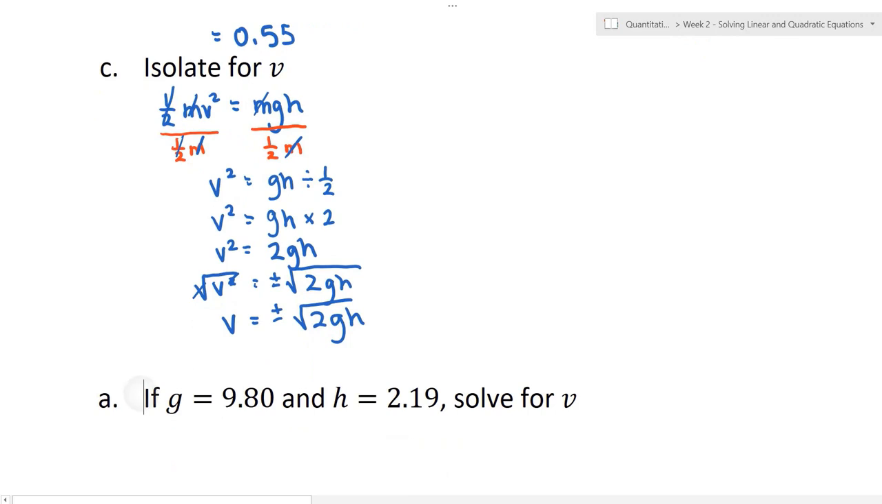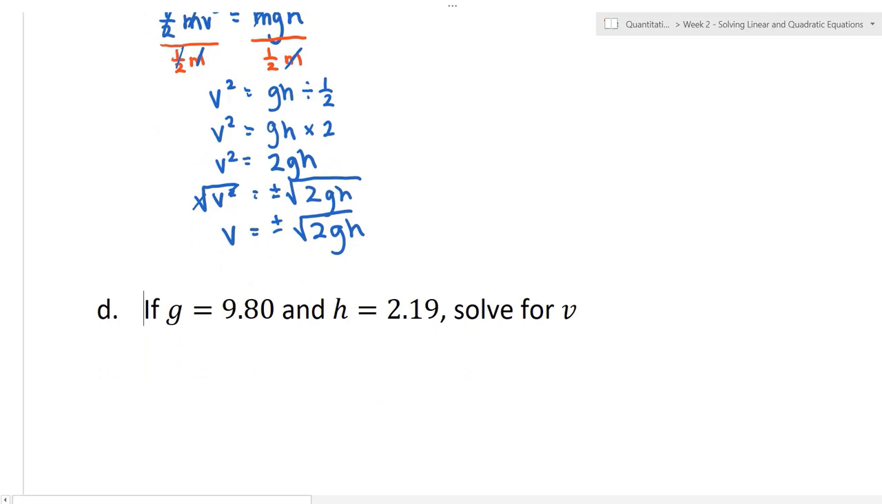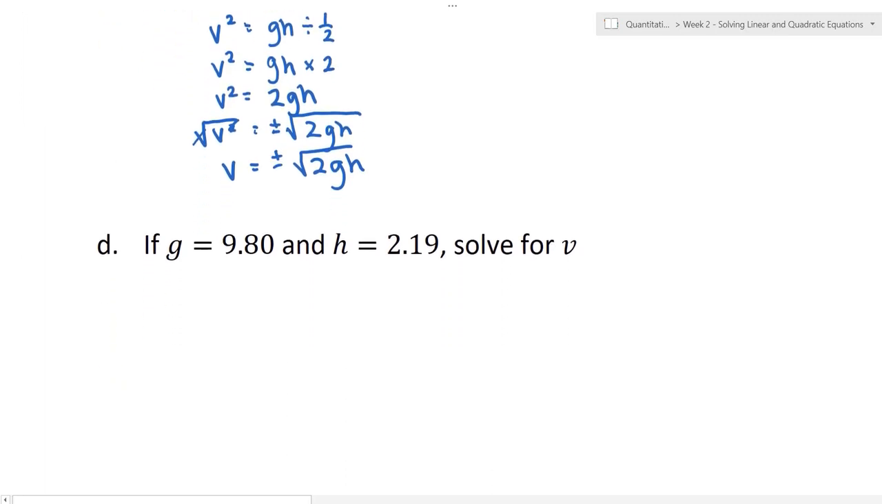I've isolated for v. Now I'm ready to do part D, which is asking me to solve for v because I know the values of g and h. So since v is already isolated, this step is quite easy. It's best to isolate for your variable before you start to substitute your values in. So I have v is equal to plus or minus square root of 2gh.